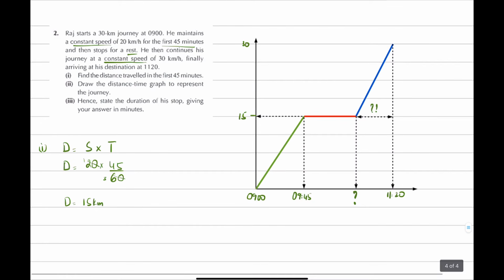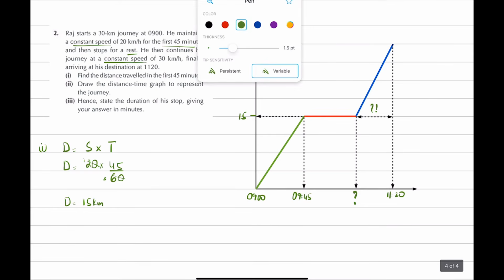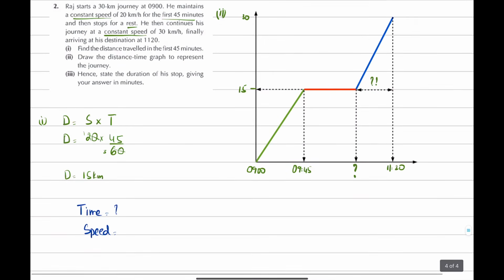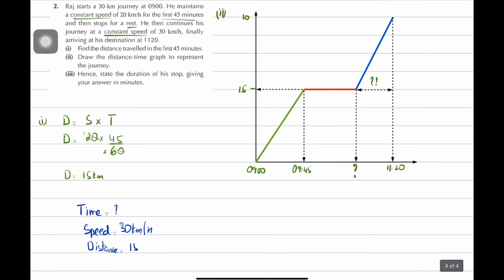Okay. Now, if you look at this is part 2. All right. The working for part 2 is over here. If you look at the final part of the journey, you can see, let me use the color blue. Okay. You can see that we don't have the time. Yes, we don't. But we do have the speed, which is given over here, constant speed of 30 kilometers per hour. Okay. And what about the distance? We also have the distance. Yes, we do. It's 15. Okay. So what can I do with this? I can work out the time.